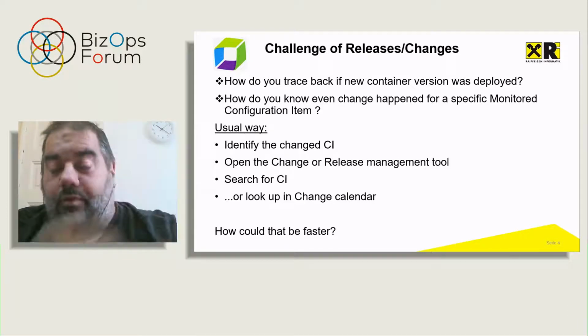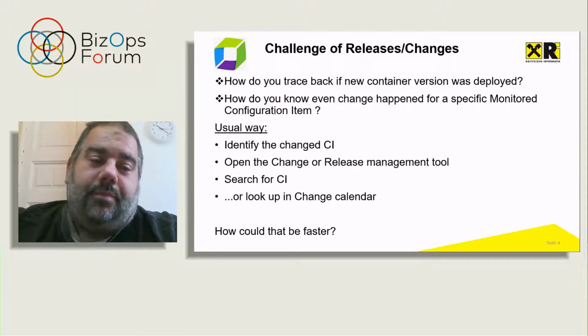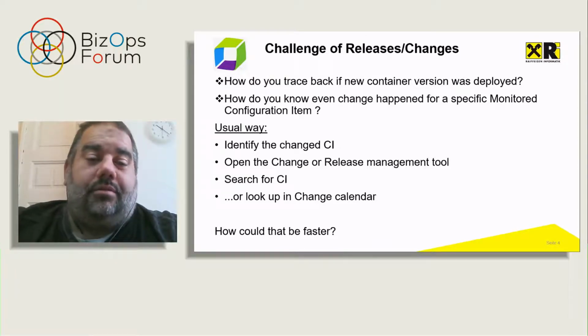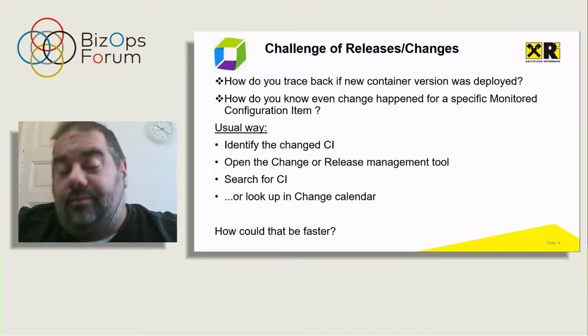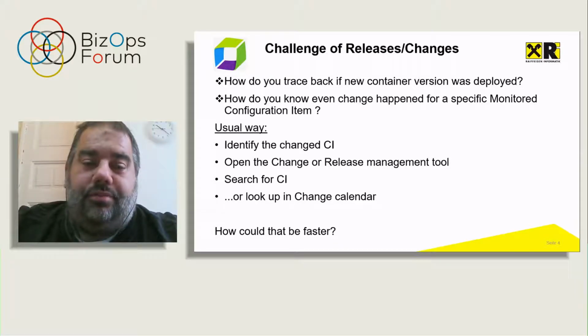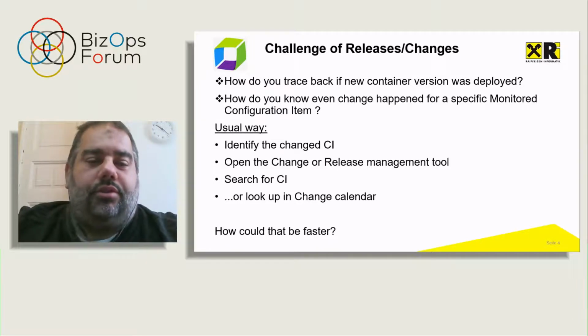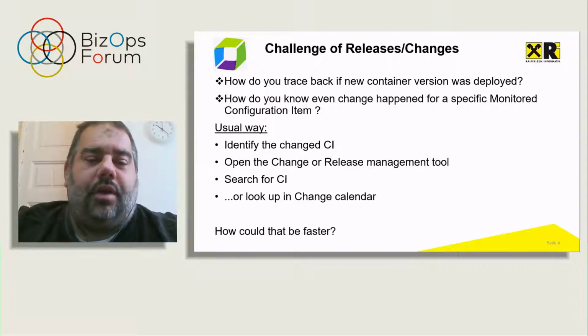How did we usually do this? Let's see the worst scenario: we have an issue with the performance of a service in a container. First you have to identify which container it is, what the configuration item and configuration ID of this container is, and what its version is. You have to check whether anyone deployed anything in it. You have to open the tools, search for it, and check the change calendar and the release management tool to see whether something was deployed, what exactly it was, and who accepted it. So you try to trace back what exactly happened and what the plan is. This is a manual task, but how could it be faster?